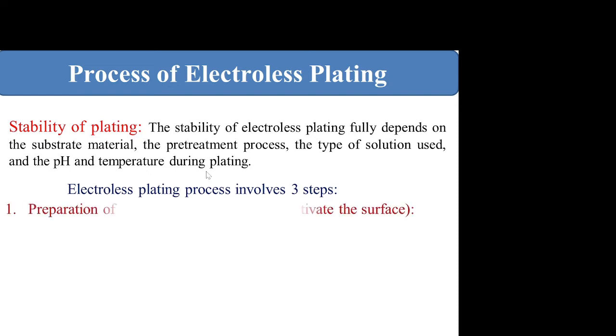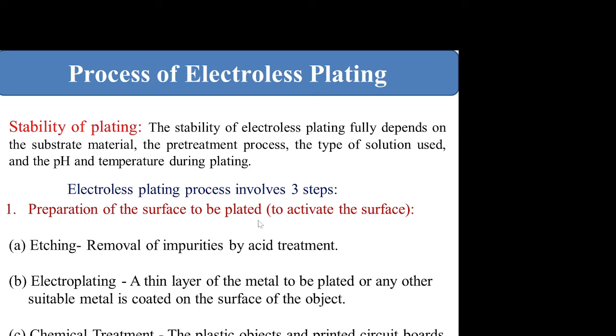Electroless plating involves three steps. First step is preparation of the surface to be plated. We have to activate the surface. Second is etching, removal of impurities by acid treatment. Third step is electroplating. In some cases, some electroplating is required.